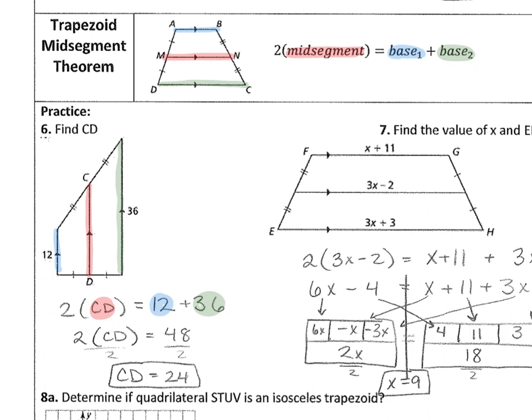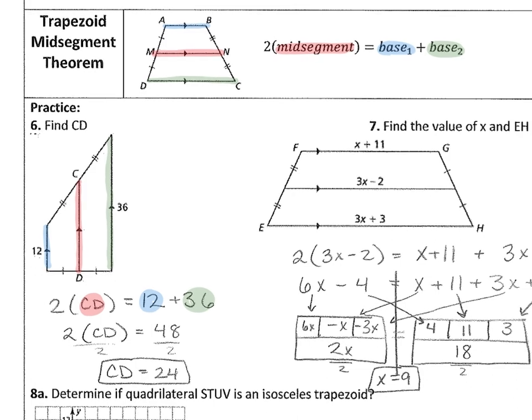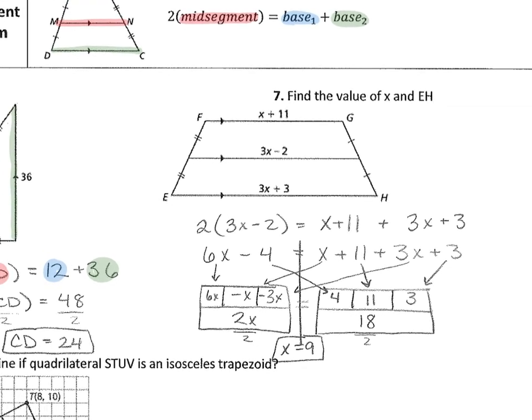After that, you solve for x or solve for CD. This time I used inverse operations. And in the second one, I'll show you box method. But again, we are pretty good at solving equations at this point. It's just the setting up. For number 7, it says find the value of x and EH.